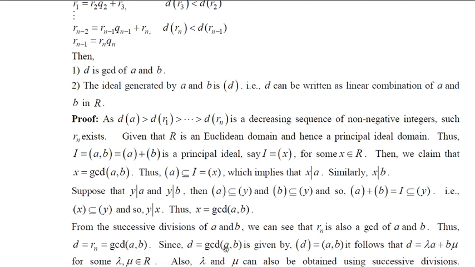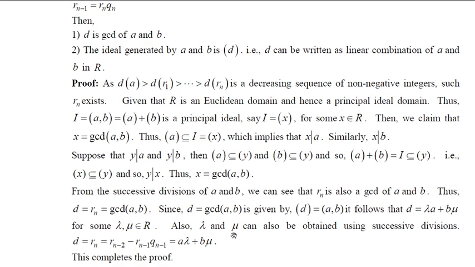But since D is the GCD of A and B, in the previous class, in that remark, we had given that if this is the GCD, then the smallest ideal generated by D is the ideal generated by A comma B. Therefore, the smallest ideal which contains D is principal ideal D. Therefore, D belongs to this. But D is also belonging to the ideal generated by A and B. Therefore, D will be equal to lambda A plus mu B for some lambda and mu.